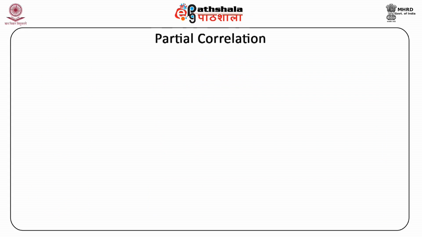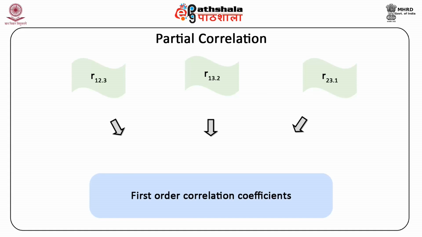The partial correlation coefficients R12.3, R13.2 and R23.1 are called first order correlation coefficients. By order, we mean the number of secondary subscripts.